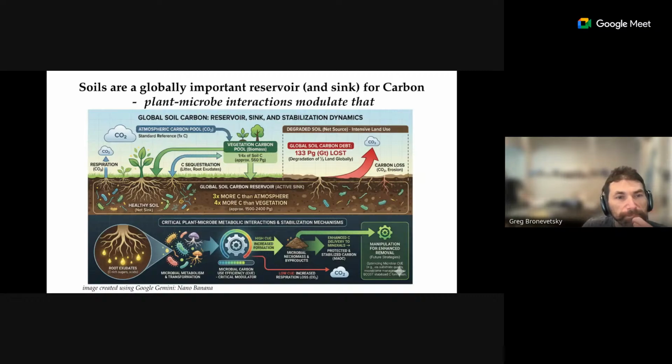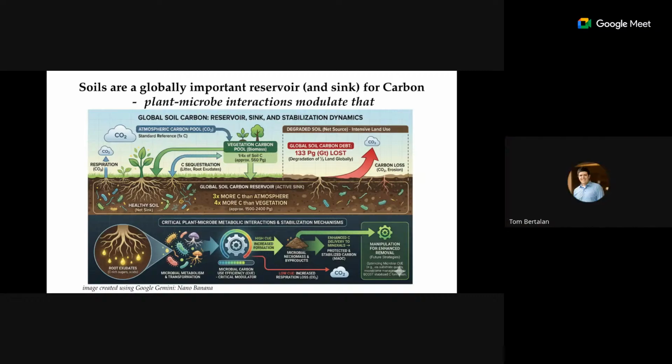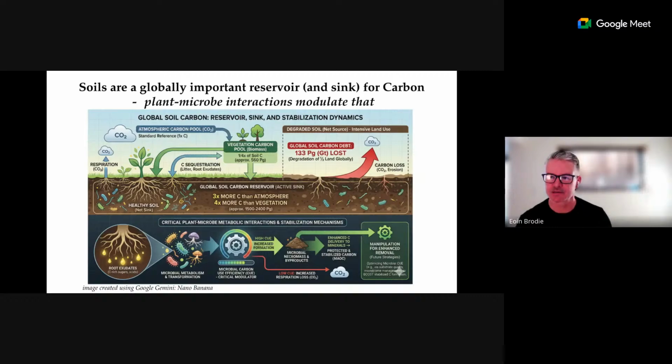I see Tom has his hand up. Yep. Yeah, are these dynamic models or steady state? These are dynamic models. Yep. So let me move on here.